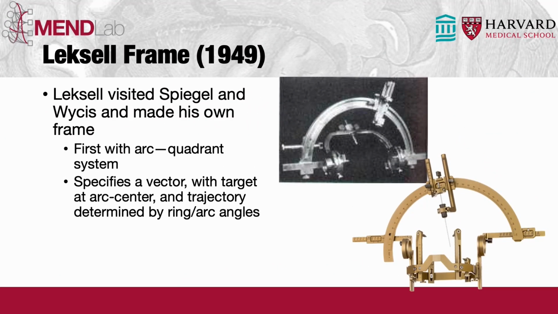Leksell visited Spiegel and Weiss and shortly thereafter came up with his own frame in the late 1940s, and this was the first with the arc quadrant system. By this we mean specifying a vector rather than just a target. So there's a target that's defined in XYZ coordinates at the center of the system, but then there's a vector, which is determined by these rings and arc angles, that gets you to that target. So the target can remain fixed, but the approach angle, the vector, can change drastically depending on how you adjust those two ring and arc angles.